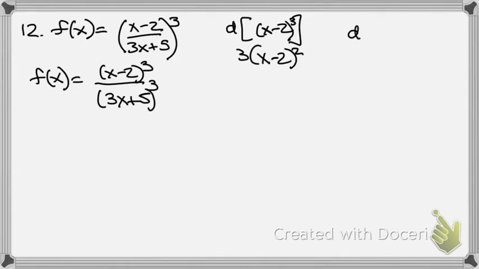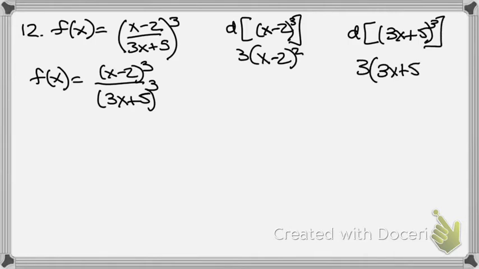The derivative of the denominator would be 3, leave the inside the same and subtract 1, but times the derivative of the inside is another 3, so this one's 9(3x + 5)^2. Now do your quotient rule.